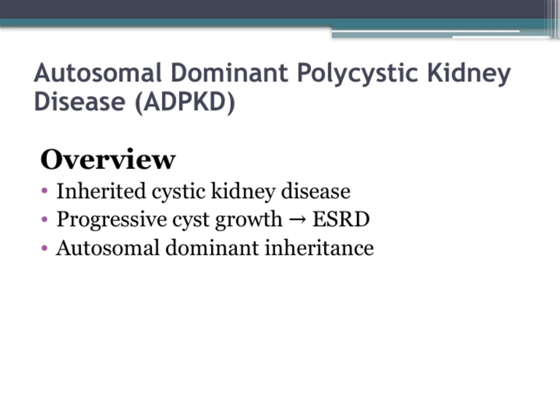Now, most of these inherited conditions follow an autosomal dominant pattern, meaning that only one copy of the altered gene from either parent is enough to cause the disease. One of the most common forms we see is autosomal dominant polycystic kidney disease, or ADPKD. It's important to understand this because it highlights how a single gene mutation can have a profound impact over a person's lifetime, emphasizing the importance of family history and genetic factors in kidney disease. This overview ties into our broader discussion of how genetic inheritance influences disease progression and management.